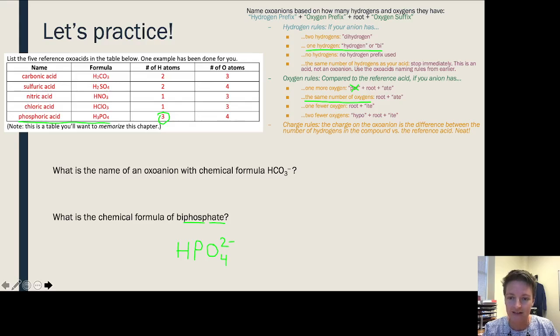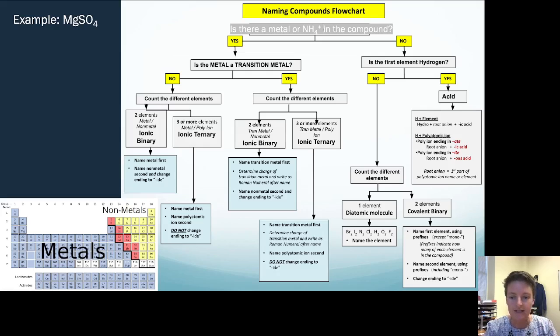All right. So let's go ahead and do an example of how these oxoanions show up in ionic compounds. MgSO4 is going to be our example. And so once again, we're going to try and walk through this flow chart and take this small chunk by small chunk in order to determine what our name should be.